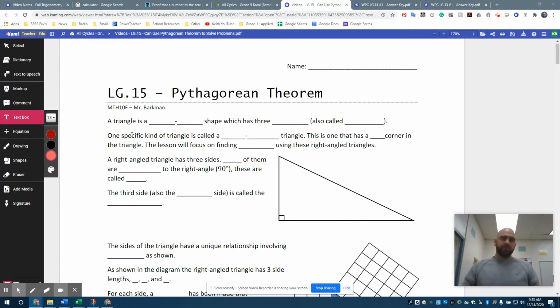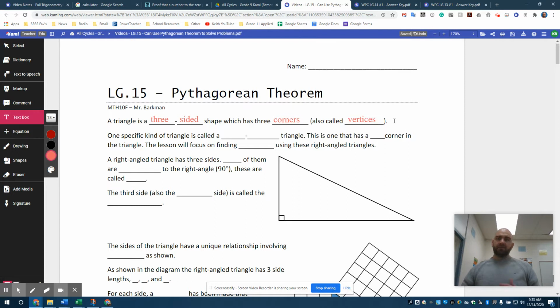So a couple of things we're going to take a look at first. Number one, a little bit of review. A triangle, again, is a three-sided shape. Now, a three-sided shape also has three corners, which we can also call vertices.